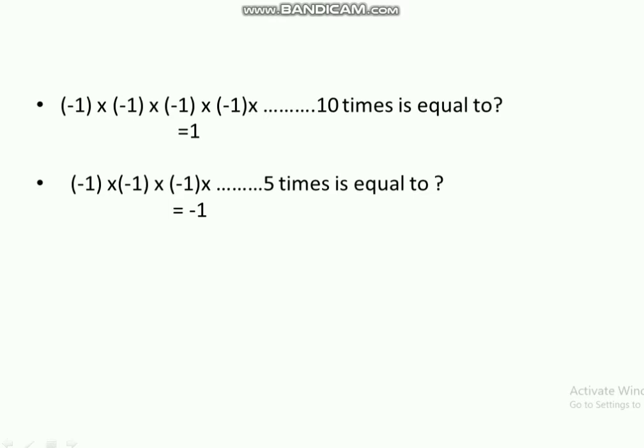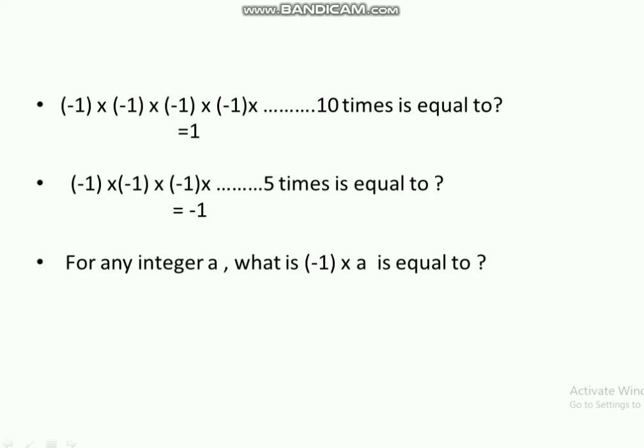The next question is, for any integer a, negative 1 into a is equal to dash. Instead of a number, they have given a variable. Don't worry, we will find the product of 1 into a by ignoring the negative sign. And what is 1 into a? It's a itself. Now count the negative signs. There is only one negative sign, so our answer is negative a.